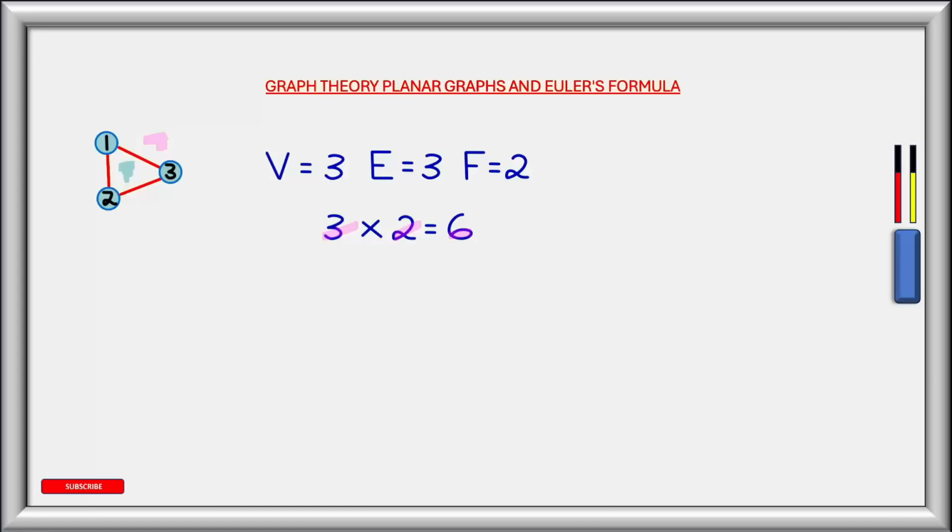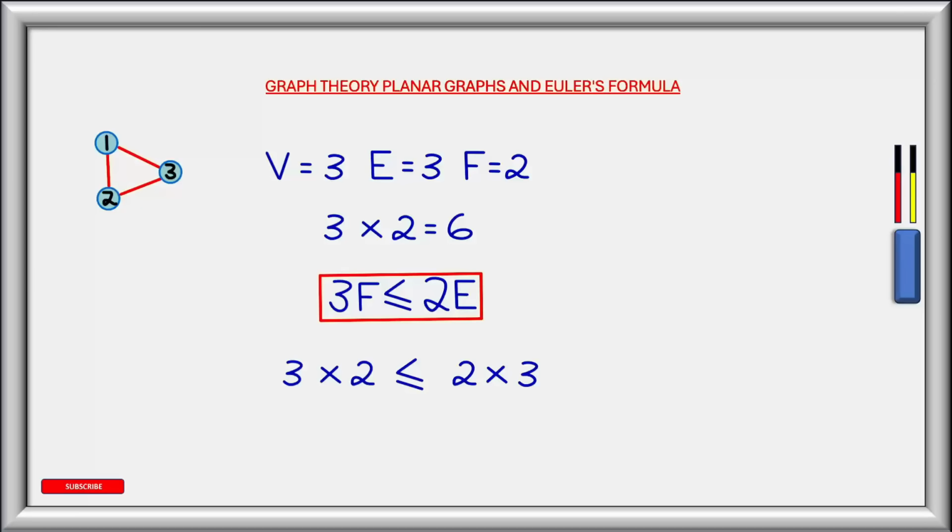The answer is that every edge is doing 2 jobs. Each edge acts as a boundary for the internal face and a boundary for the infinite face. When we sum up the boundaries face by face, we count every edge exactly twice. And this gives us our first fundamental law, the total boundary requirement. So 3 multiplied by the number of faces cannot exceed the number of edges multiplied by 2. Therefore we have 3f is less than or equal to 2e.